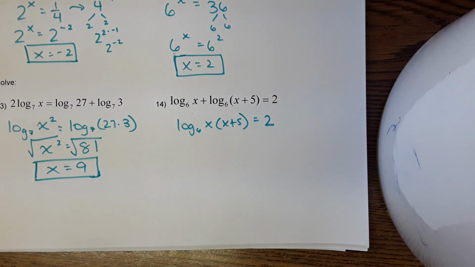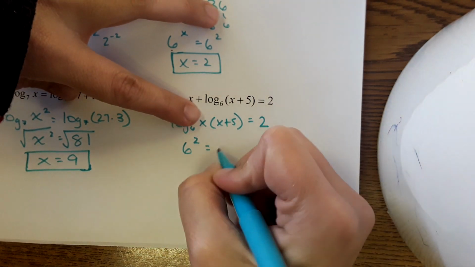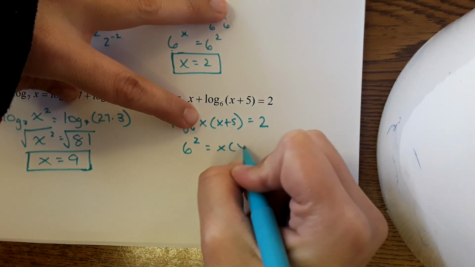Okay, so once it's set up like this would be 6 to the second power equals x times x plus 5.